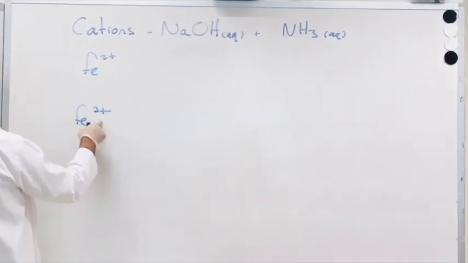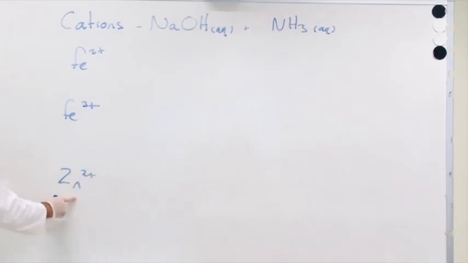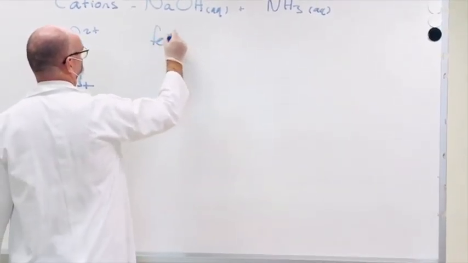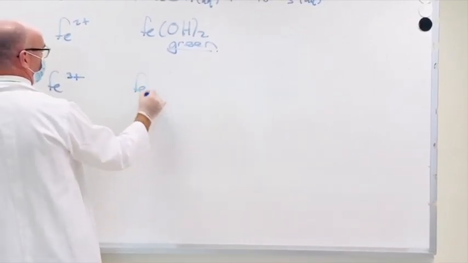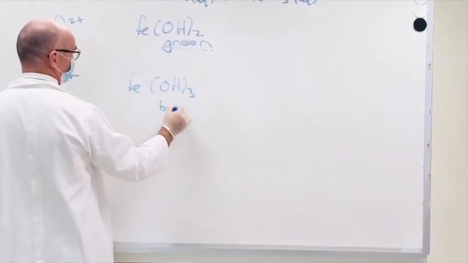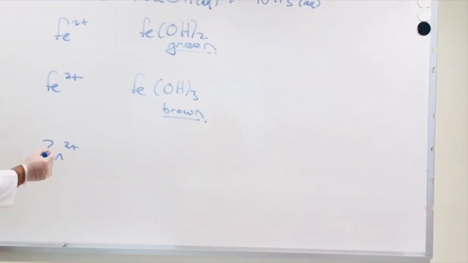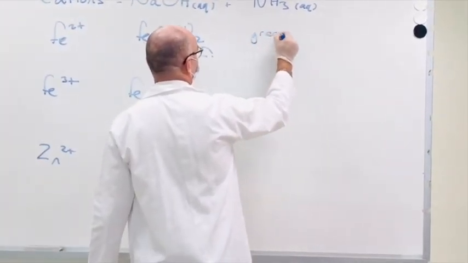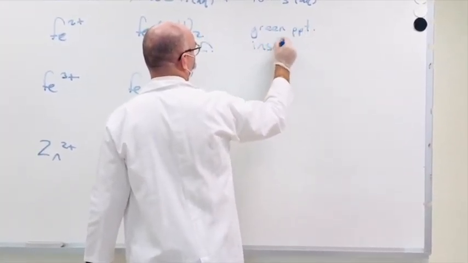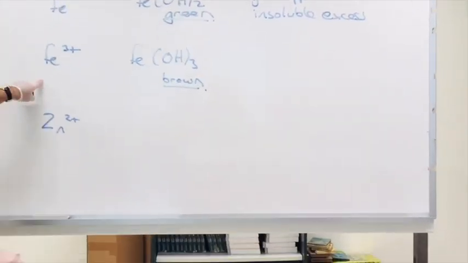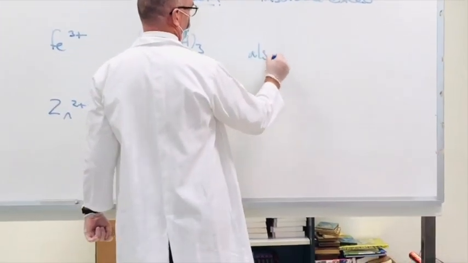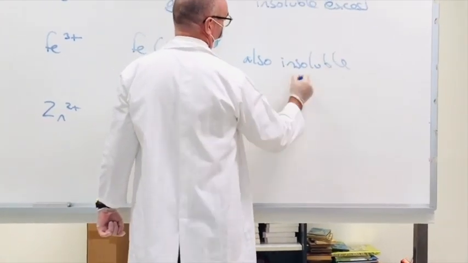The next three do tend to behave themselves. We have iron 2+, making iron 2 hydroxide, which is a green precipitate. Iron 2 is green. This is insoluble in excess. And thankfully with ammonia, it does exactly the same. It is a green precipitate, insoluble in excess. Iron 3+ is red-brown, insoluble in excess with sodium hydroxide, and exactly the same, red-brown, insoluble in excess with ammonia.